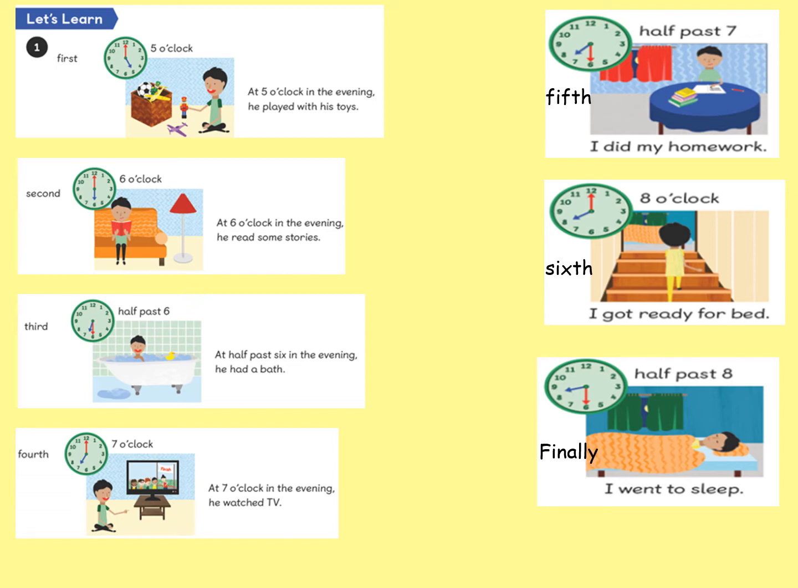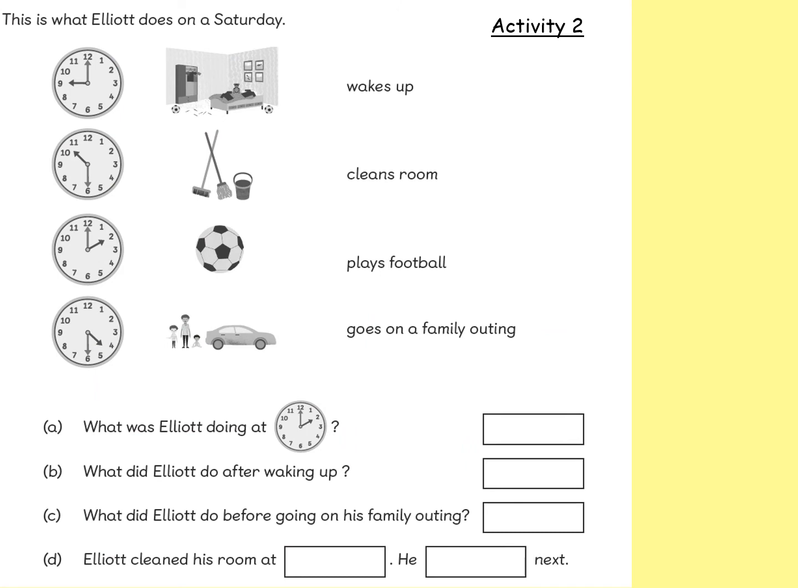Well done. Okay, children, so it's time for activity 2 now. You can download this from the website, or you can write it out in your book, or go through it with an adult on screen. Now we need to read the sheet really carefully so we know what we need to do. So I'm going to read it to you carefully. This is what Elliot does on a Saturday. Let's have a look what it says.